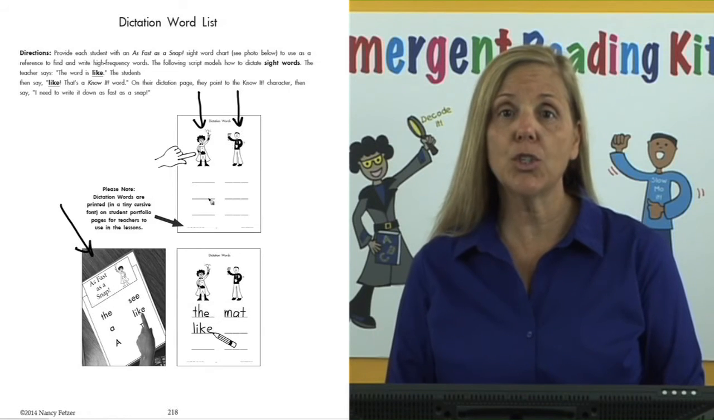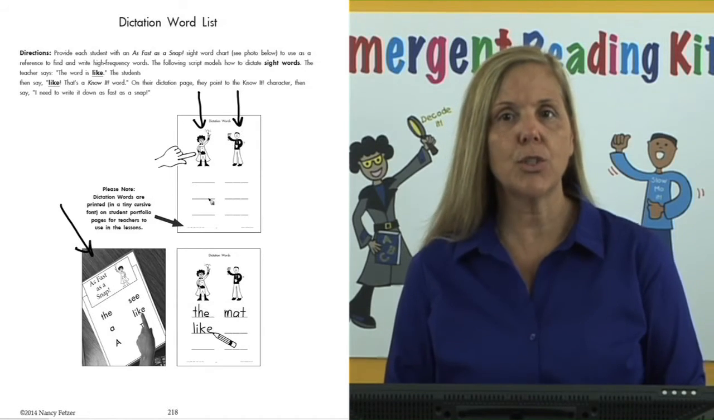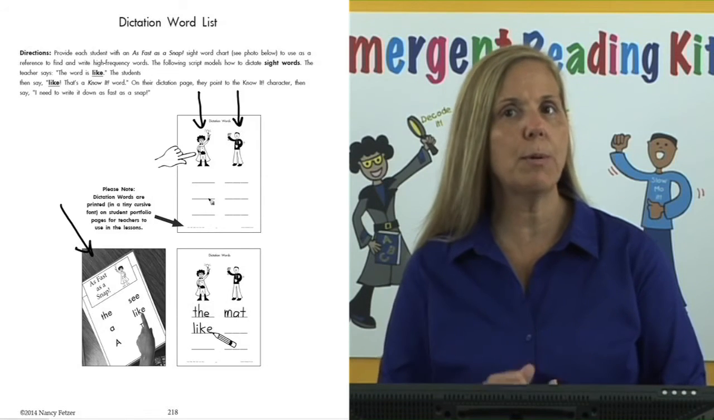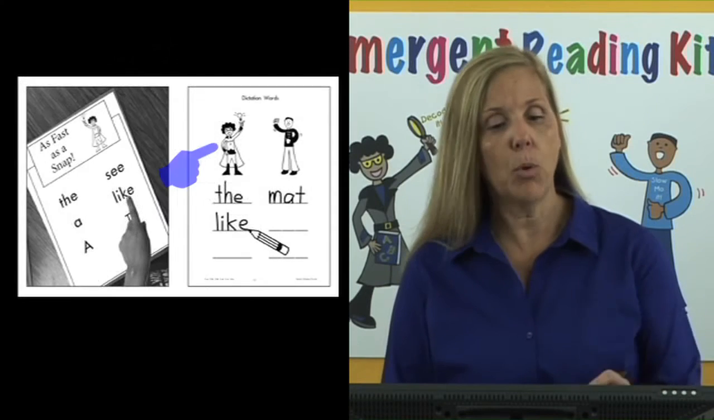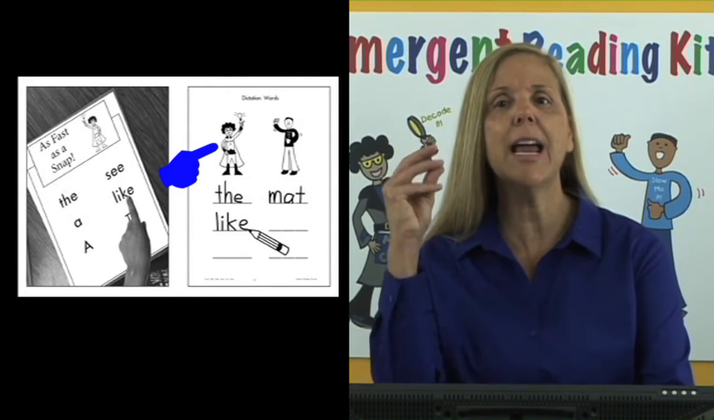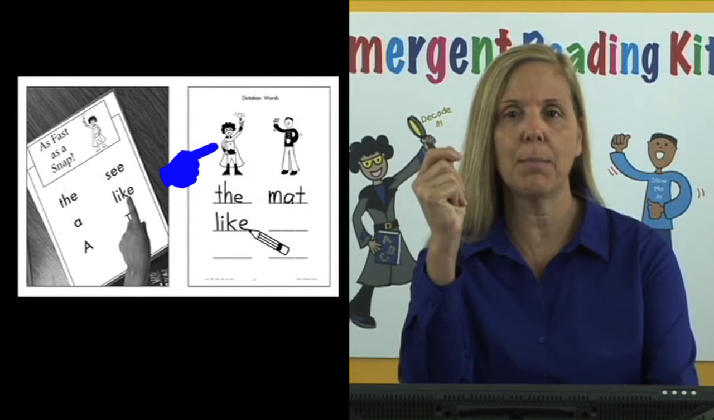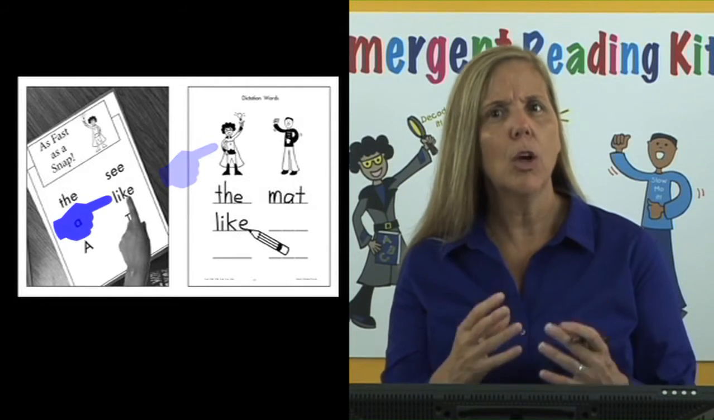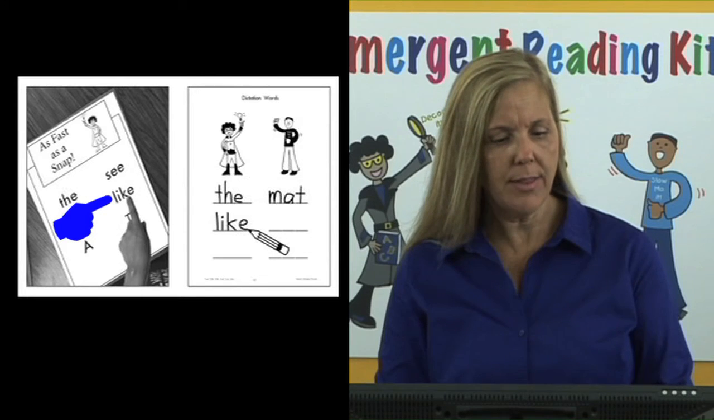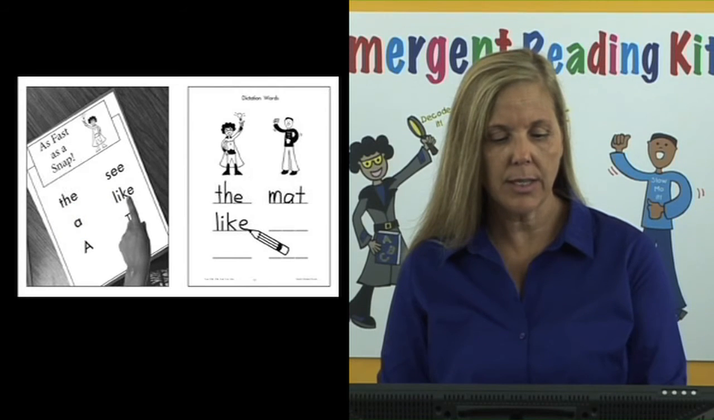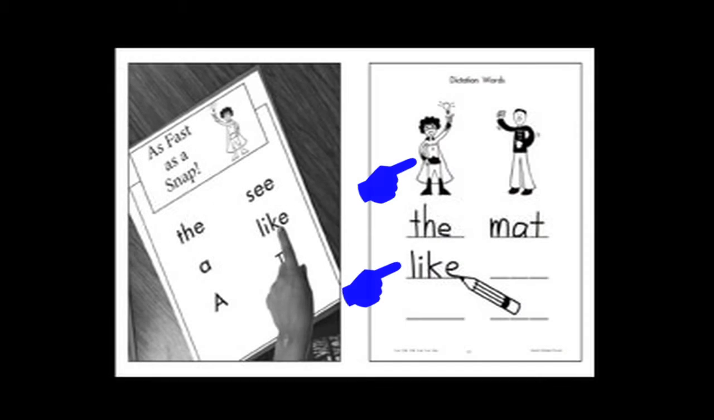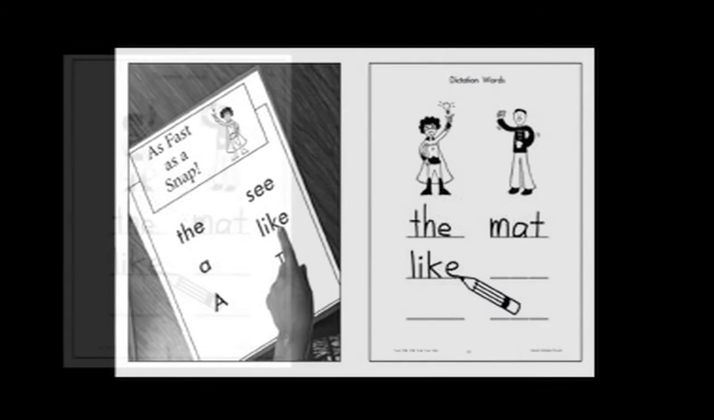So I may say to the students, the word is like. The students then say like. Always have them repeat the word. That's an I know it word. On their dictation page, they would point to their I know it character and say, I need to write it down as fast as a snap. If they need help remembering how to spell like, then they would go to their board, point to it, and then write it down. And notice they've written down the word underneath the I know it character, because that strategy is you're memorizing the word to read or write it as fast as a snap.